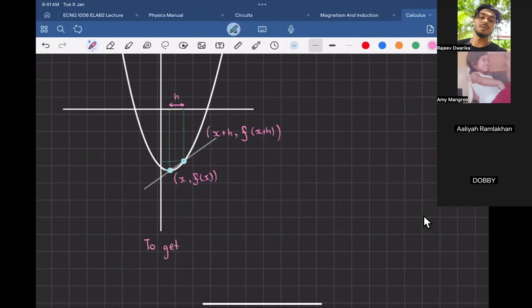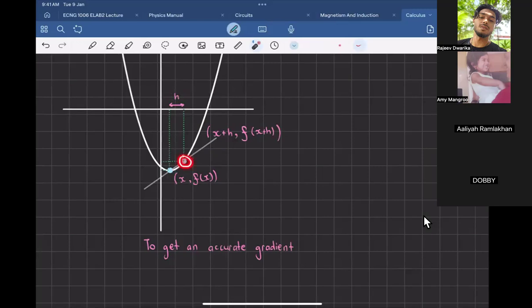To get an accurate gradient, think about it. We want this and this to be overlapping. You know what overlapping means? On top of each other, right? If they're on top of each other, where's the difference between the 2 points? Like, where's the distance? 0.